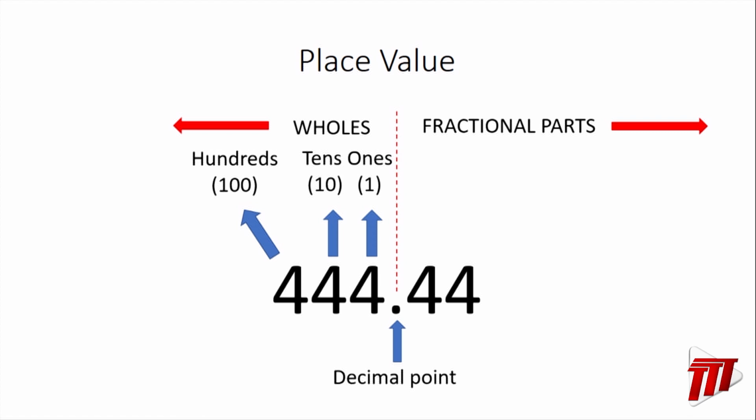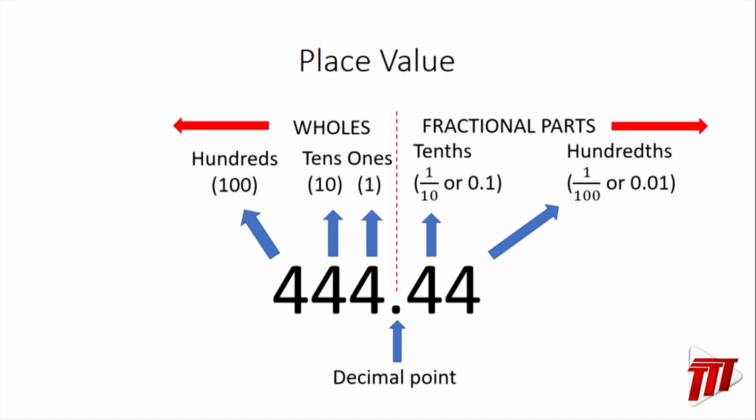When we look at the fractional parts, that is the digits to the right of our decimal point, to the immediate right of the decimal point, we have tenths. Therefore, the 4 in the tenths place has a value of 4 tenths. And to the immediate right of the tenths place is the hundredths place, and the 4 in the hundredths place has a value of 4 hundredths.